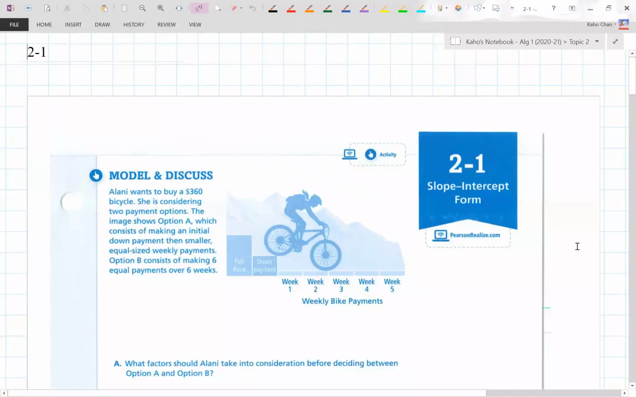Hello there, Mr. Chan, doing Algebra 1, Topic 2, Section 2-1 called Slope-Intercept Form. Please turn to page 31 of your note-takers, Student Companion, and let's get going.